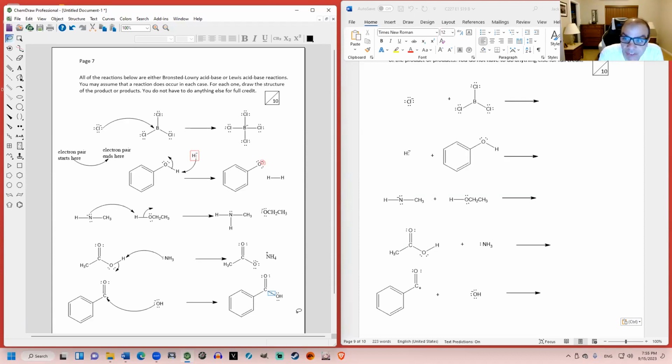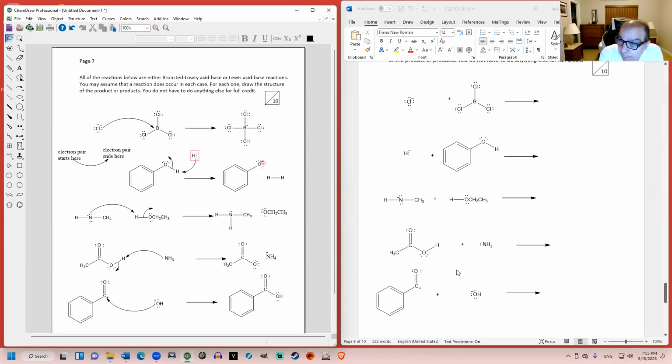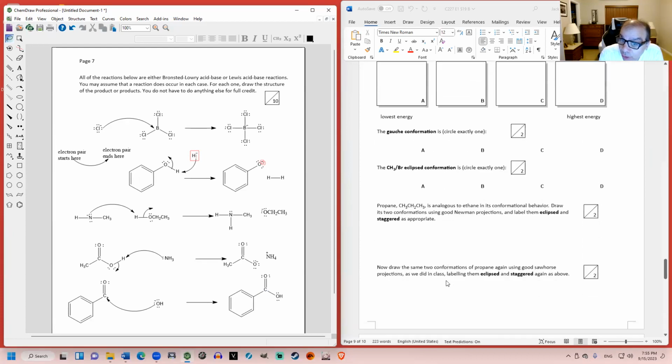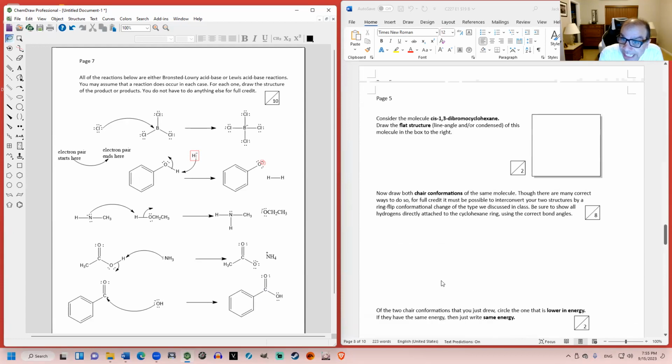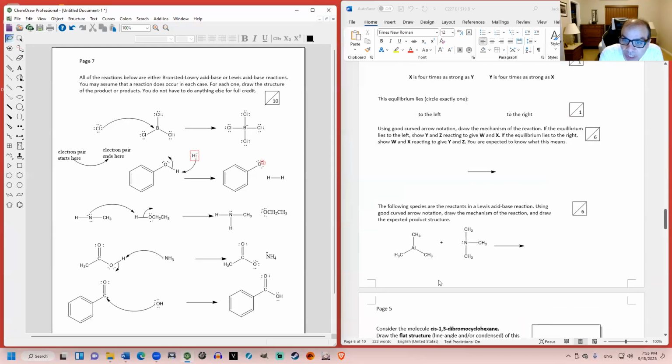And that's basically it for the practice exam. I can guarantee you there will be questions on acids and bases. It may or may not be this format. I can guarantee you there will be questions with Newman projections. It may or may not be this format. I can guarantee you there will be questions on cyclohexane. It may or may not be this format, but it will use those concepts for sure.